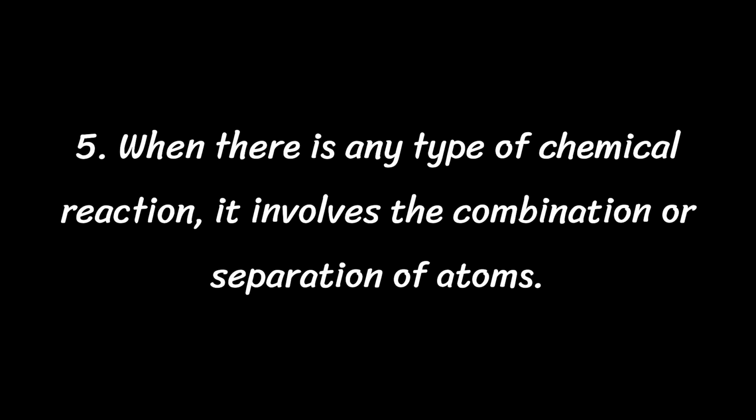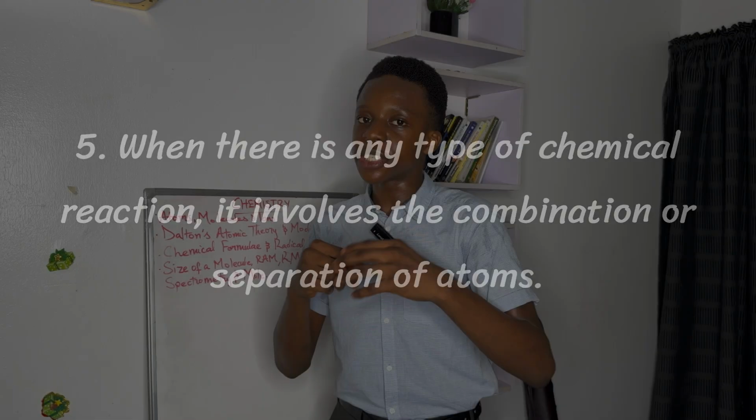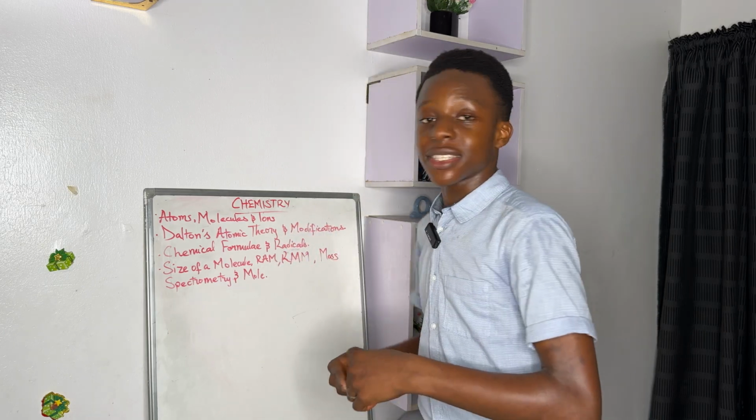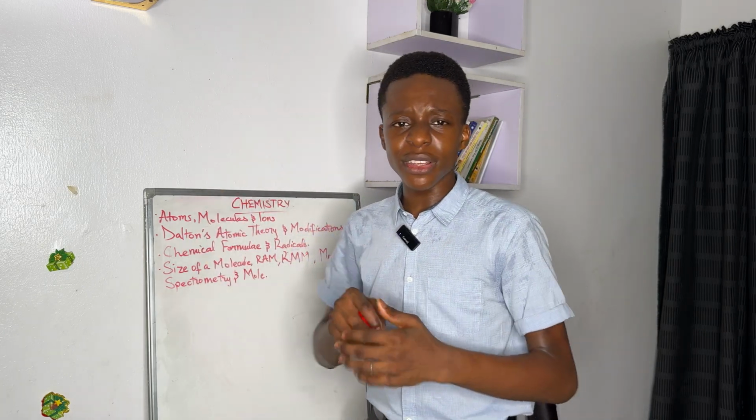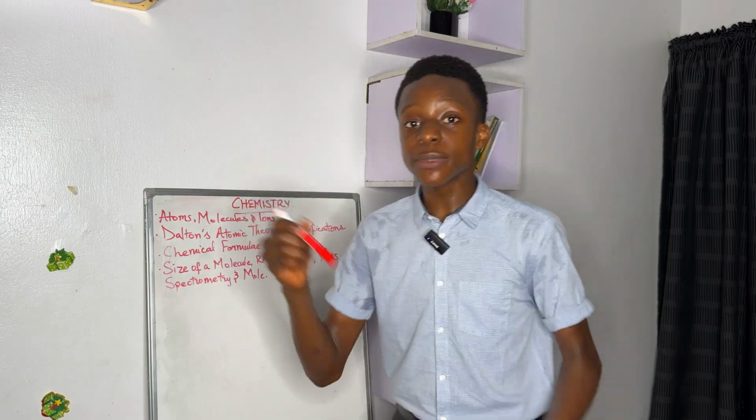And lastly, number 5, he said that when there's a chemical reaction, whether it's an ordinary chemical reaction, or nuclear chemical reaction, or any other chemical reaction, it always involves the separation or combination of atoms. But then, like I said, in the early and late 20th centuries, when brainy scientists came along, they began to modify his theories. So let's modify them.